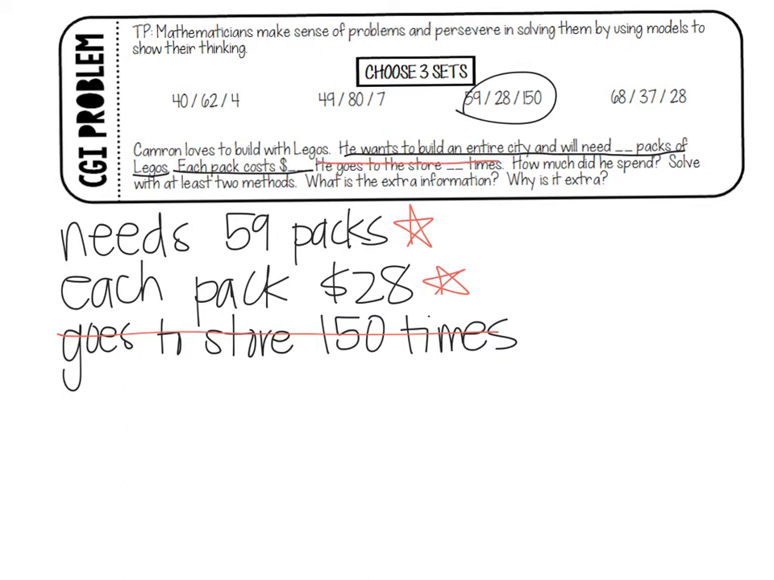Why is it extra? Because it doesn't really tell us about the information that we need to solve the question, how much did he spend? It doesn't tell us that information, right? So we don't need it. So now that we have the pieces of information that we need to solve this, how are we going to solve this problem? What are we going to do with 59 and 28?